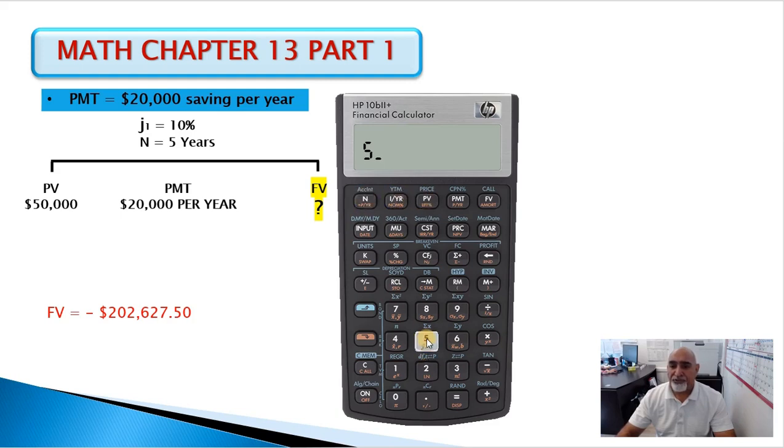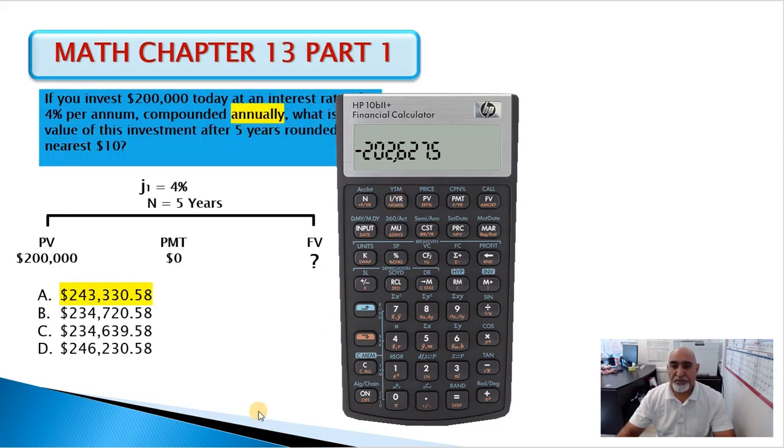PV is 50,000. Payment is 20,000. Payment doesn't just mean how much we pay. Payment could also mean how much we put in the bank account. We'll talk about negatives and positives in a few minutes, but for now, just get used to using the calculator. And PV was 50,000, not 20,000. PV is 50,000. Payment's 20,000, meaning we're depositing another 20,000 into the bank account. And at the end, we have $202,000. Okay. Let's go to the next example.